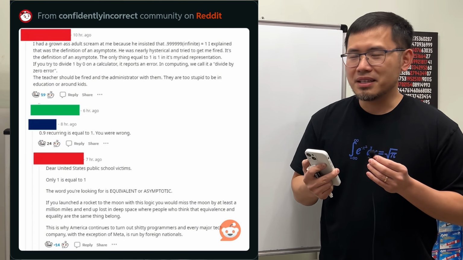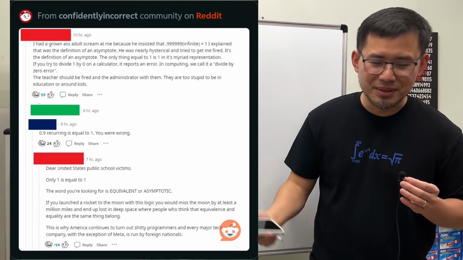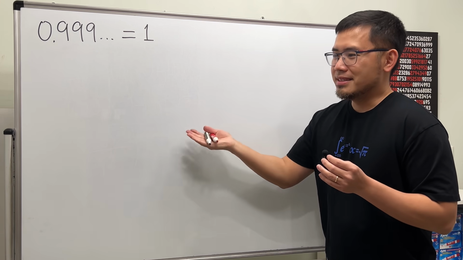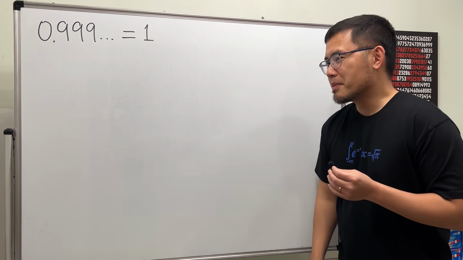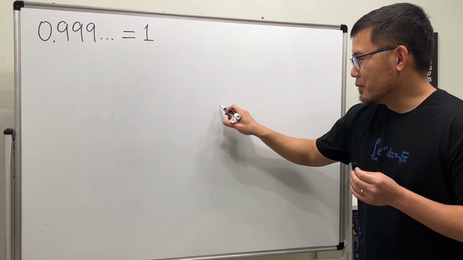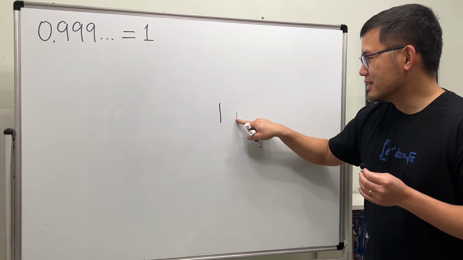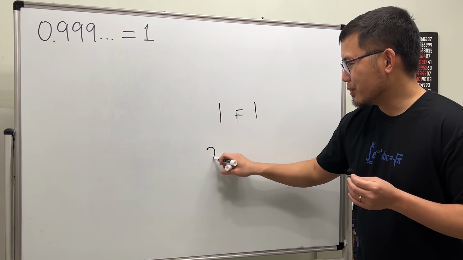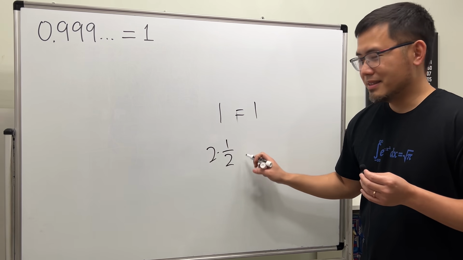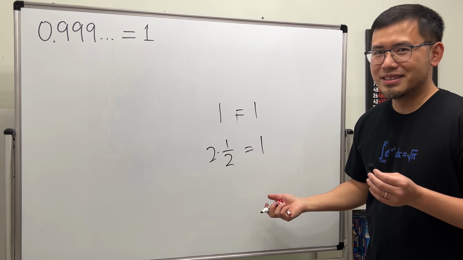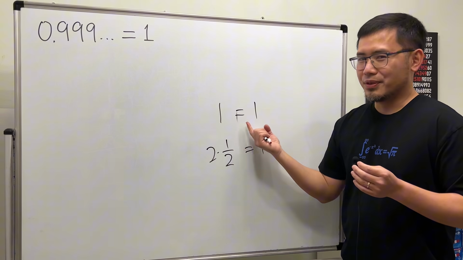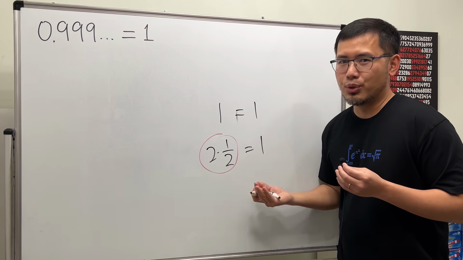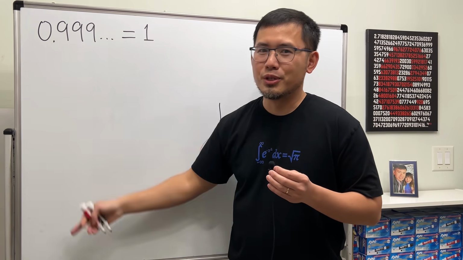Alright, here's my take on this infamous question. 0.99999 repeating is equal to 1. What exactly does this mean? Well, if you want to say 1 is the only thing that's equal to 1, how about if I tell you 2 times 1/2? Is this also equal to 1? Yes, right? Of course, 1 is for sure equal to 1, but there are other things, and the result of that could be equal to 1. And that's exactly this situation right here.